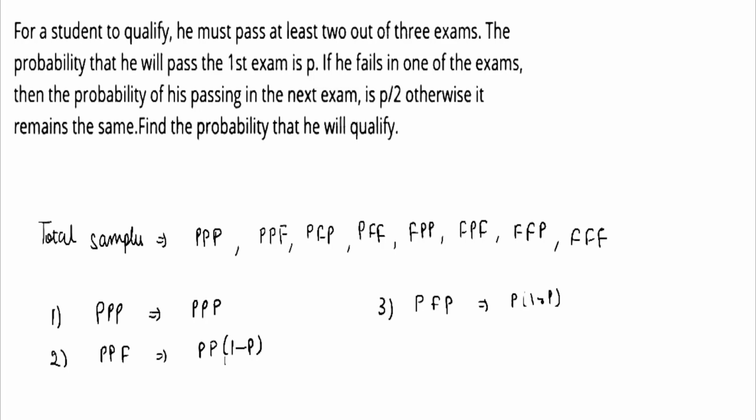And in the question it says if he fails in one of the exams, then the probability of his passing the next exam is P by 2. So after failing, if he passes the exam, then the probability is P by 2.